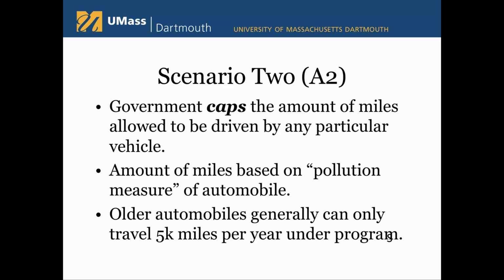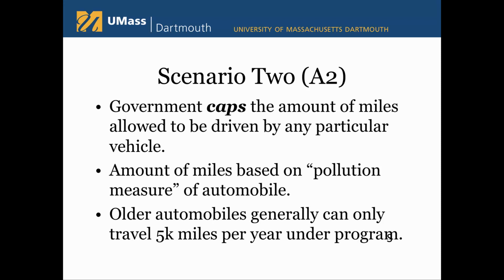Scenario 2, this is a cap. As opposed to a ban, this is a cap. The government caps the amount of miles allowed to be driven by any particular vehicle. The amount of miles is based on the pollution measure of the automobile. So if your automobile is more of a polluter, then you're going to have fewer miles that you can drive in total, because the cap is based on how much you pollute. So effectively, older automobiles generally can only travel 5,000 miles per year under the program, on average. So if you're an old automobile, then you can get about 5,000 miles a year.